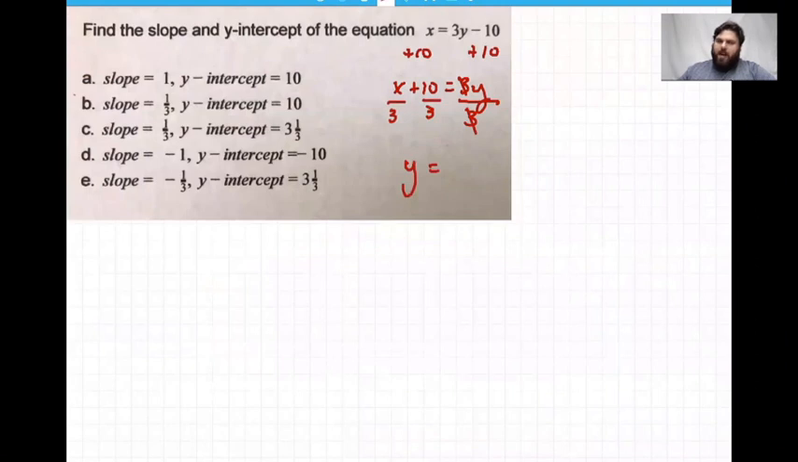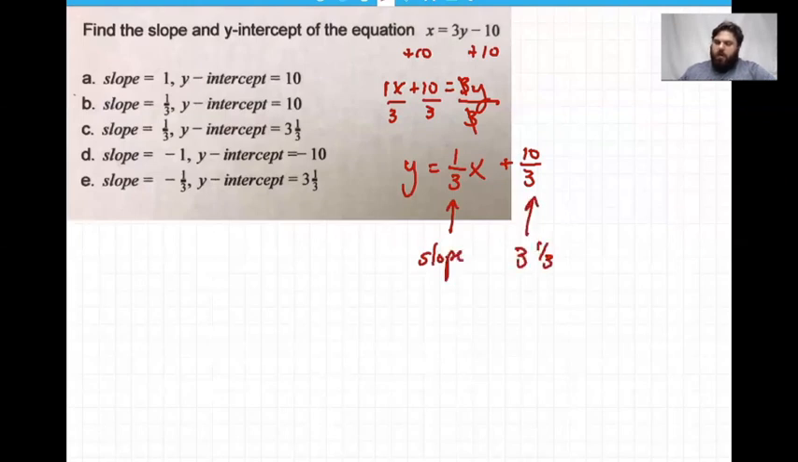Don't forget x divided by 3. The coefficient of x right there is a 1/3. So really, I'm going to write the x off to the side. 1/3 x plus 10 thirds. All right, so once it's in this form, it's easy. Slope is 1/3. Y-intercept is 3 and 1/3.